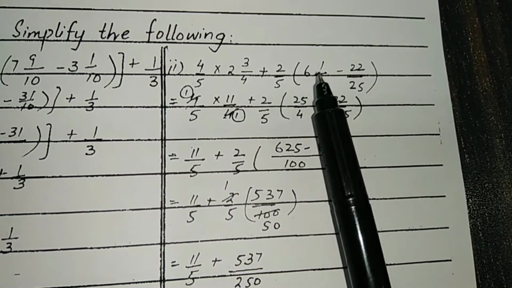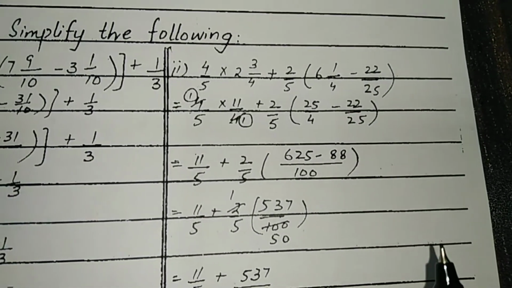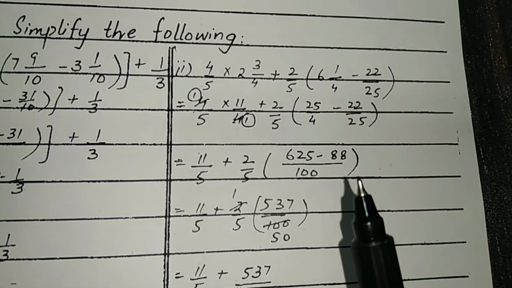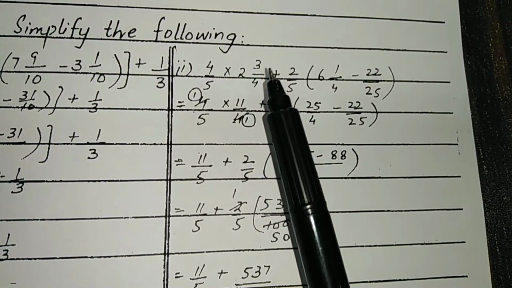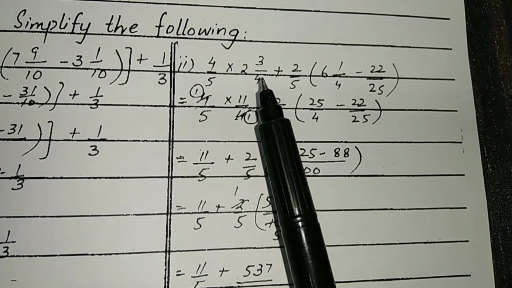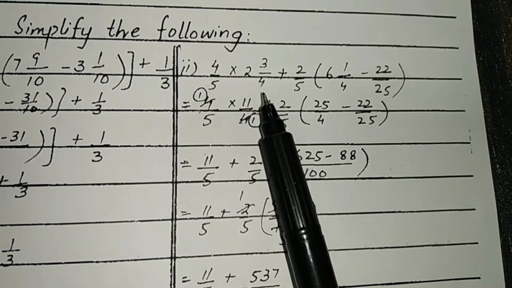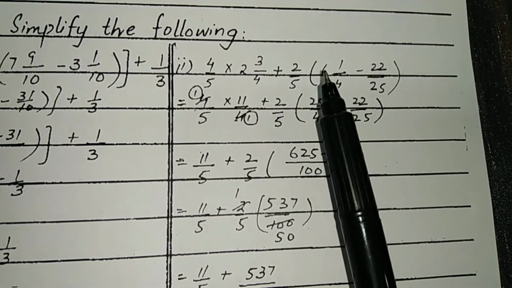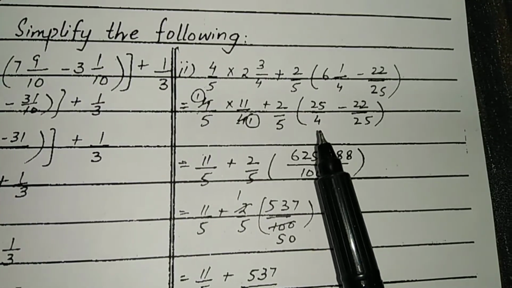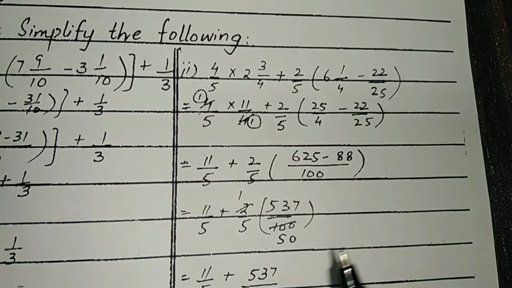4 over 5 times 2 3 over 4 plus 2 over 5 into 6 1 over 4 minus 22 over 25. So firstly we have to convert these terms into improper fractions. 4 over 5 times 4 2s are 8 plus 3, 11 over 4 plus 2 over 5, 4 6s are 24, 24 plus 1, 25 over 4 minus 22 over 25.